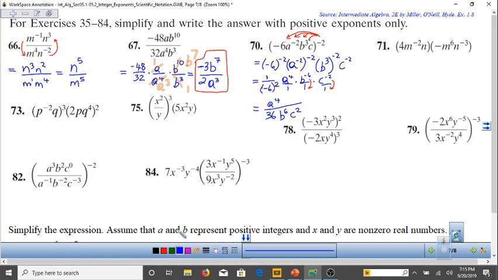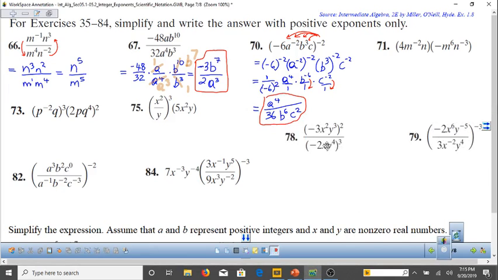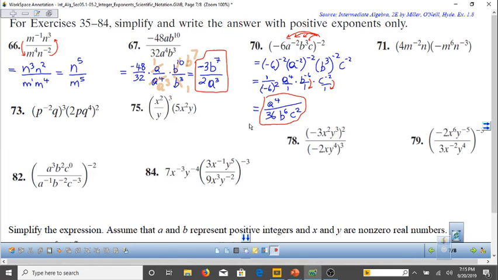Okay, and that is our answer. A to the 4 over quantity 36 b to the 6 c squared. And I'm a little tight here in my process, but hopefully again I'll have enough space to complete these. If not, I'll just leave them for the viewer to complete.